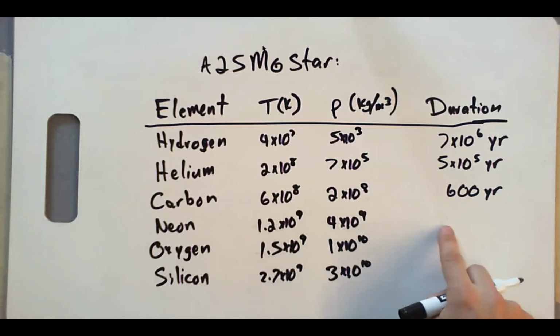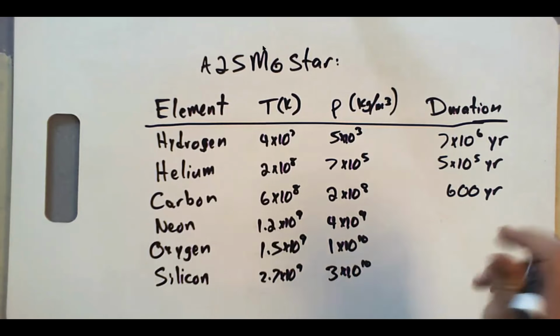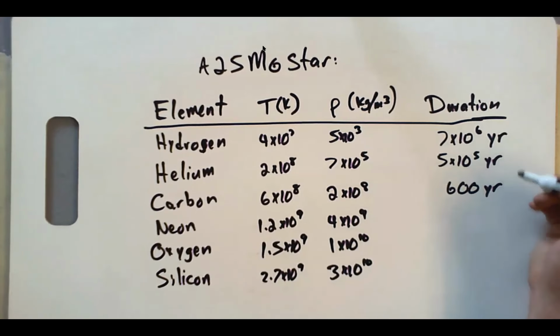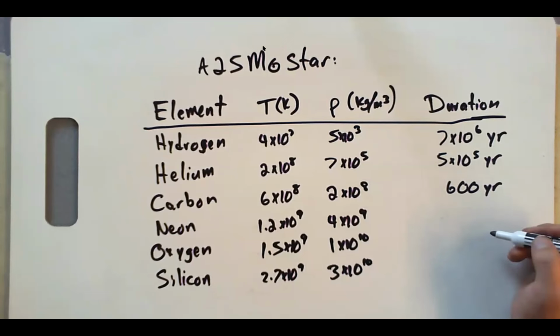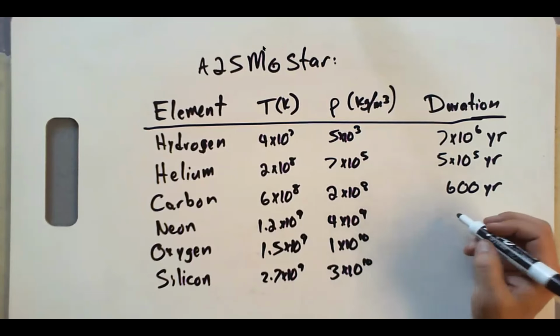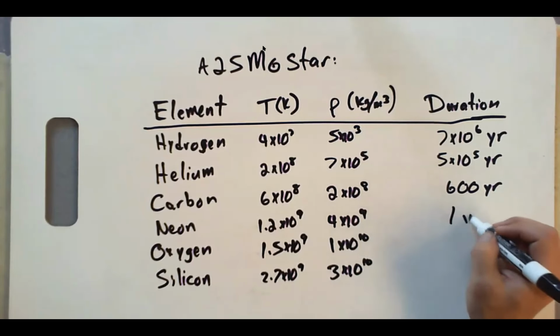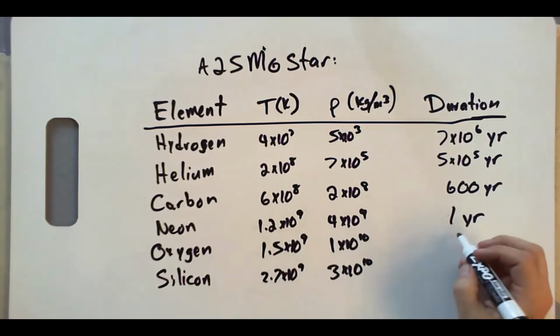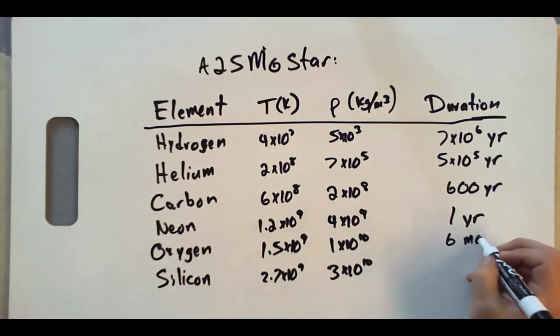Neon burning. How long do you think neon can support the star? Each of these successive layers lasts a shorter amount of time, and it gets short rather dramatically. About a year is all that neon can support the star for. How about oxygen? 6 months.